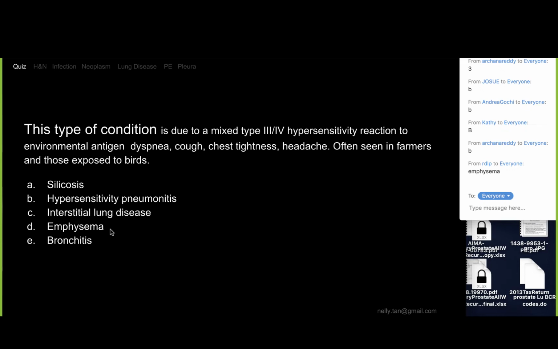This type of condition is due to mixed type 3, type 4 hypersensitivity reaction to environmental antigens. Presents with cough, dyspnea, chest tightness, headaches, often seen in farmers and those exposed to birds. Which type? Any guess? C, interstitial lung disease. Okay, is that what everyone thinks? A, silicosis. Okay. Any other guesses? I take it the rest. Any other? Okay, so we're between A and C. Silicosis and interstitial lung disease.